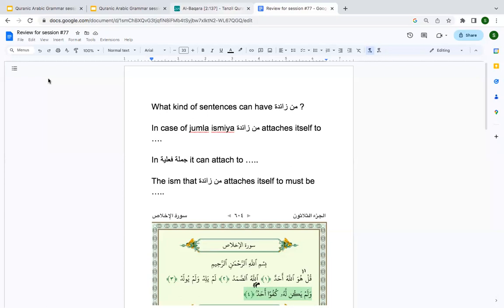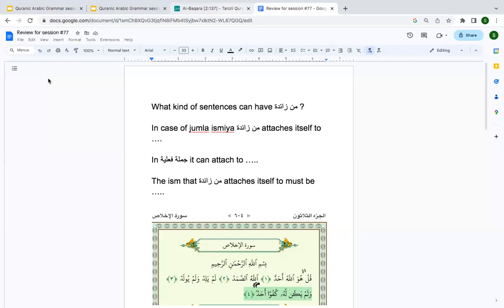So every sentence has some parts to it, okay? So in jumla ismiya, we have mubtada and khabar. So the question is whether it's going to attach itself to mubtada or it attaches itself to khabar, okay? If that was not clear, understand this. Either the question is whether it attaches itself to mubtada or khabar, since they are the two main parts of jumla ismiya. So the answer for this is, it is mubtada. It is going to attach itself to the mubtada of the sentence.